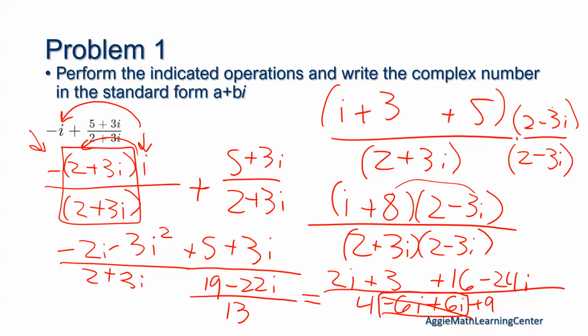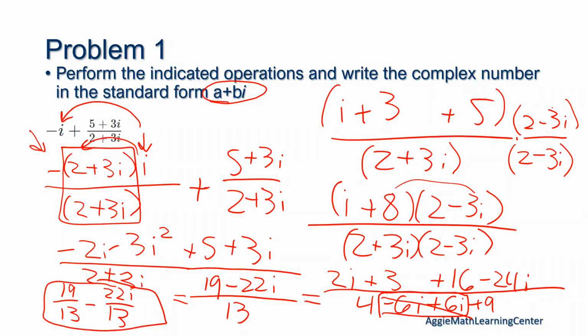Now, that's good. But they like to put them in this form. So all we got to do is just split it back into 2 fractions. So we can write this fraction right here as 19/13 minus 22i/13. Because they're both being divided by 13, so why not just say it twice instead of all at once? And if this is our final answer, what would our A be? 19/13. 19/13, yep.